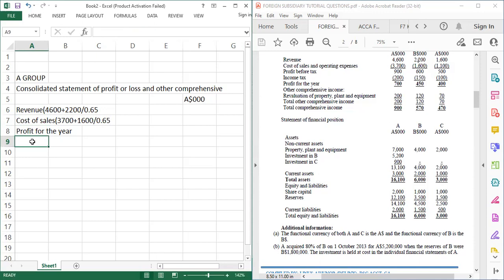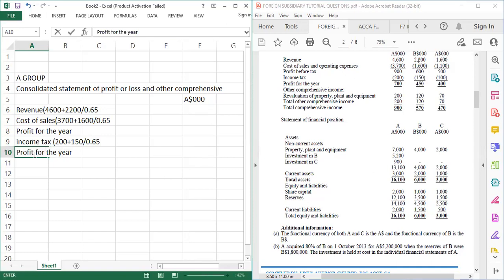Okay. So let's come to income tax now. What will be the income tax? The parent's is 200. The subsidiary's is 150 divided by 0.65. Am I correct? Okay. After this, I'll get the profit for the year.